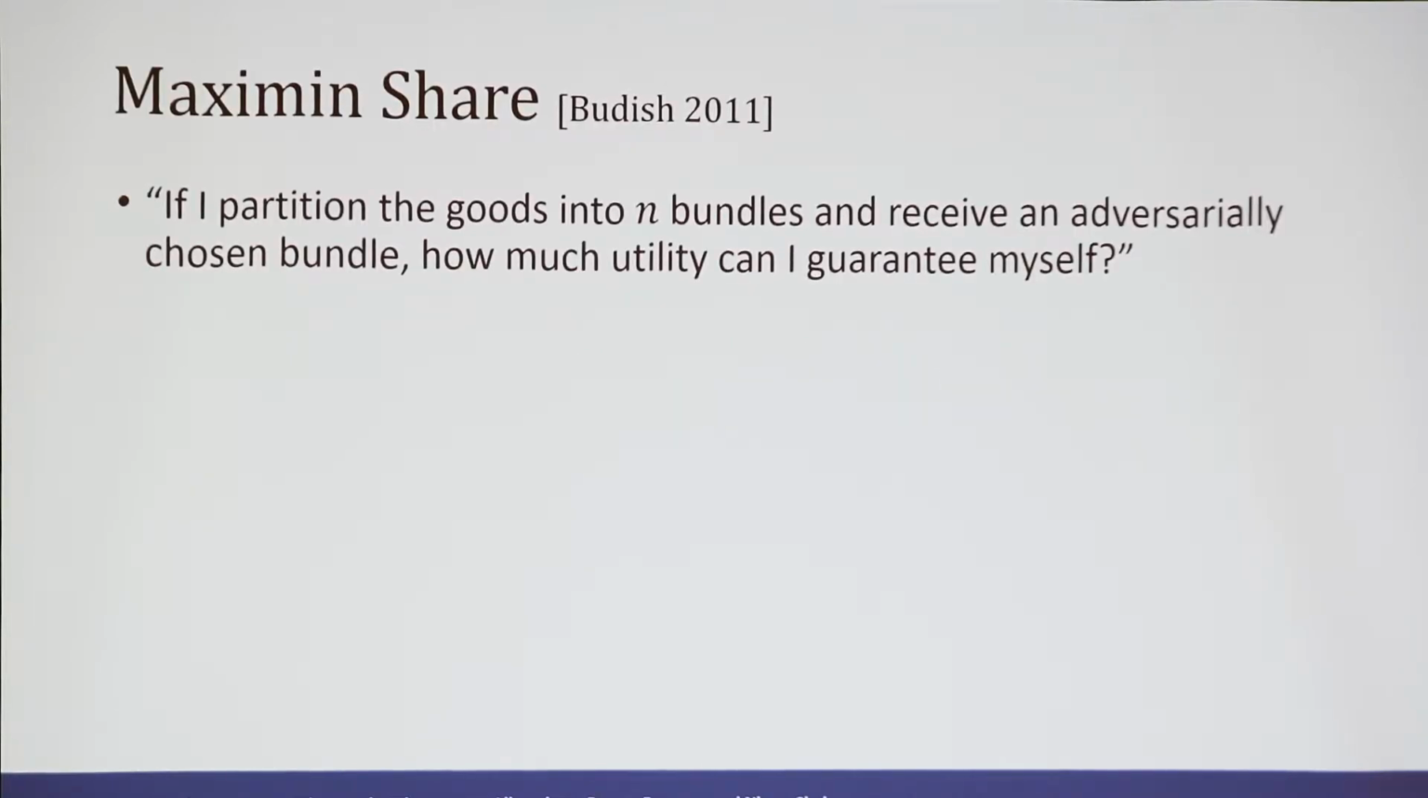And the idea of the Maximin Share is that it's a generalization of the idea from the cut and choose protocol. It says, if I partition all the goods into n bundles, but then I receive an adversarially chosen bundle, how much utility can I guarantee myself? It's like, if I cut the cake and then someone else chooses, how much utility can I guarantee myself?